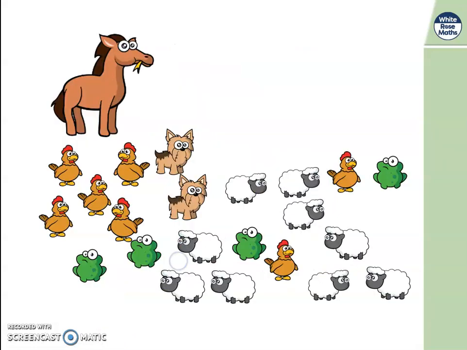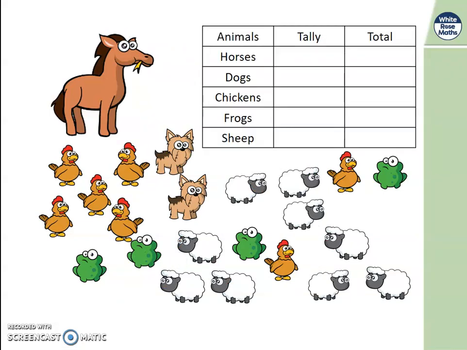Let's move on. So here we've got some animals and we've got a tally chart that we can use to add these animals all together. So let's look down each one and see how many of each animal there are. So we've got 1 horse, so we write 1. Now that's not the number 1, that's 1 tally. Let's look at how many dogs we've got. 1, 2. Fantastic.